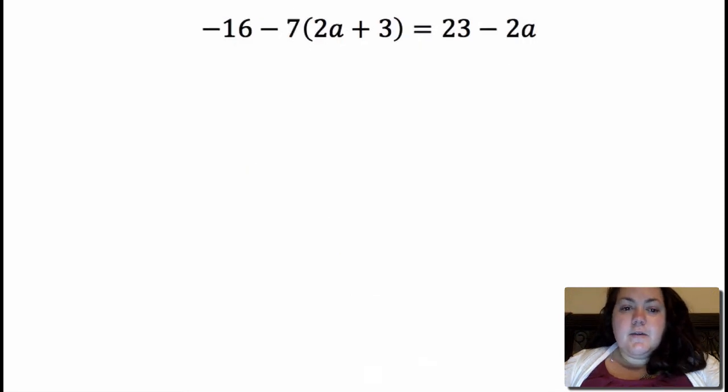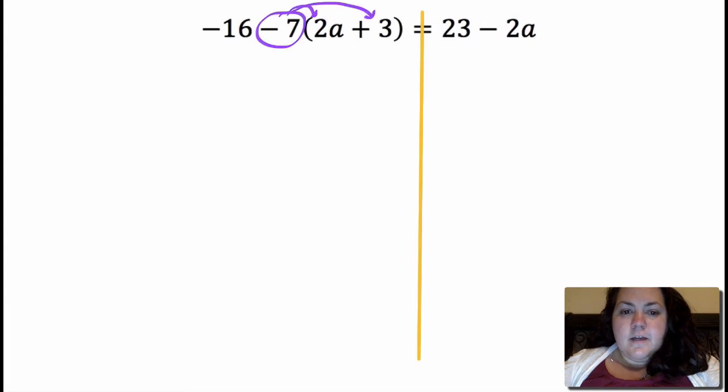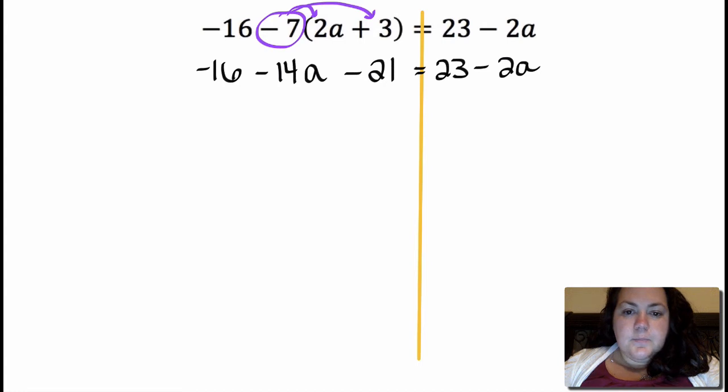Alright, the next one, I have negative 16 minus 7 times 2a plus 3 equals 23 minus 2a. So on the left, I'm going to distribute that negative 7. So I'm going to have negative 16, and negative 7 times 2a is going to give me negative 14a. Negative 7 times 3 is going to give me negative 21. And I'm going to bring everything on the right down.